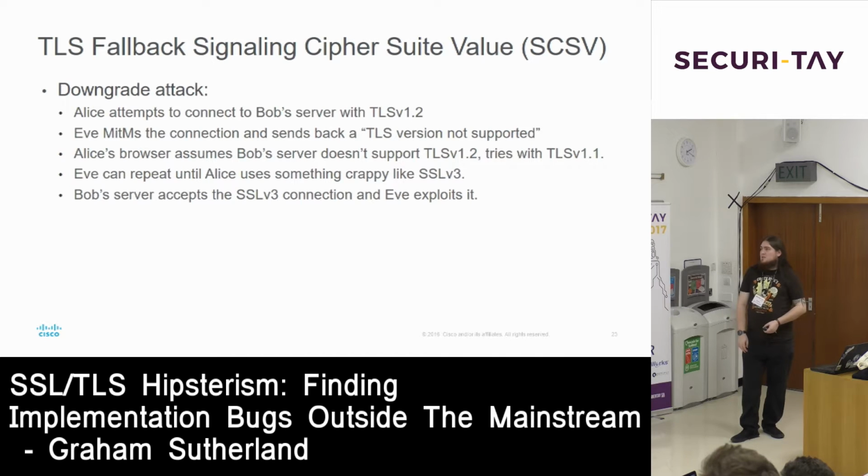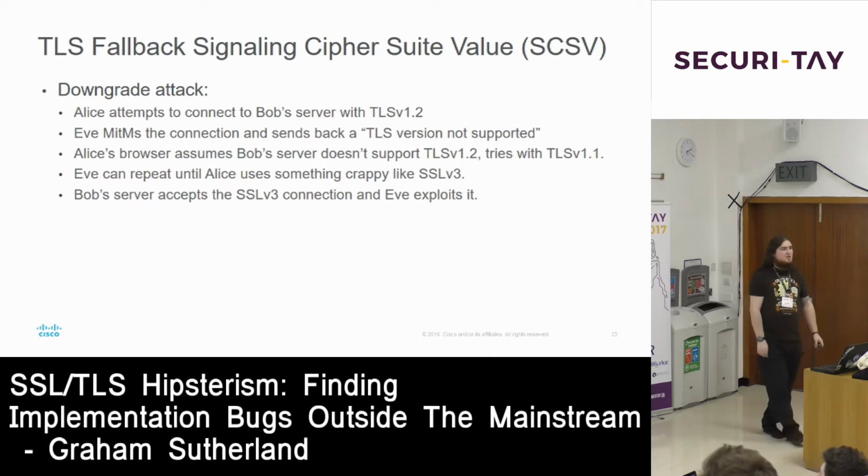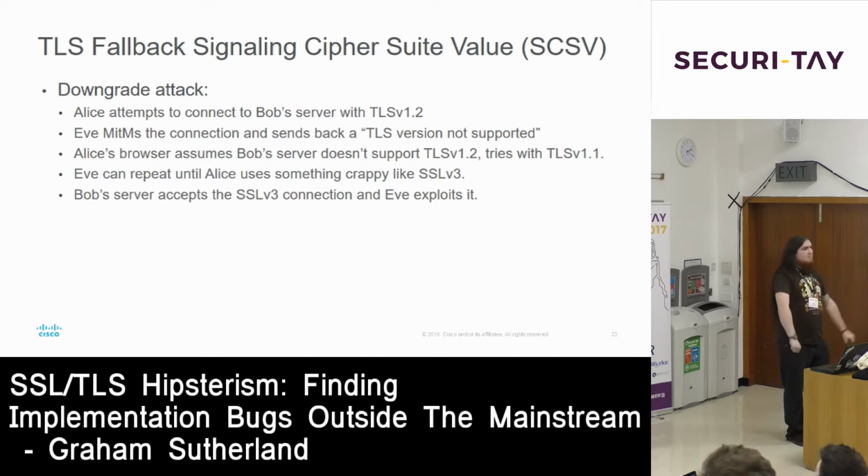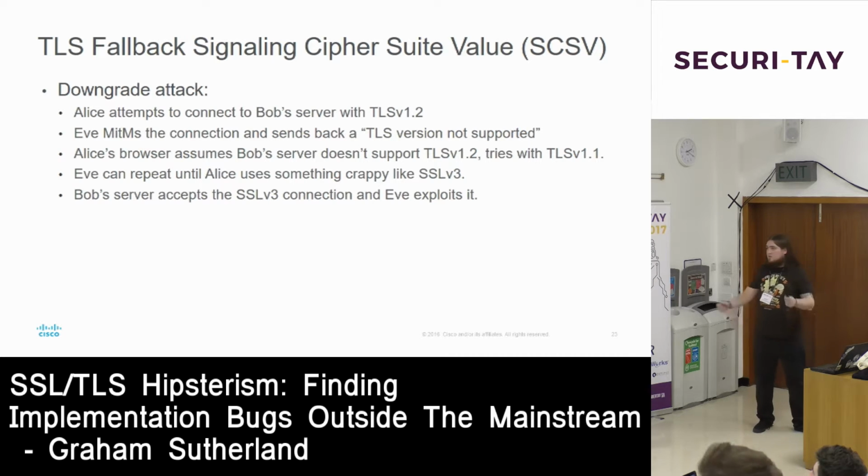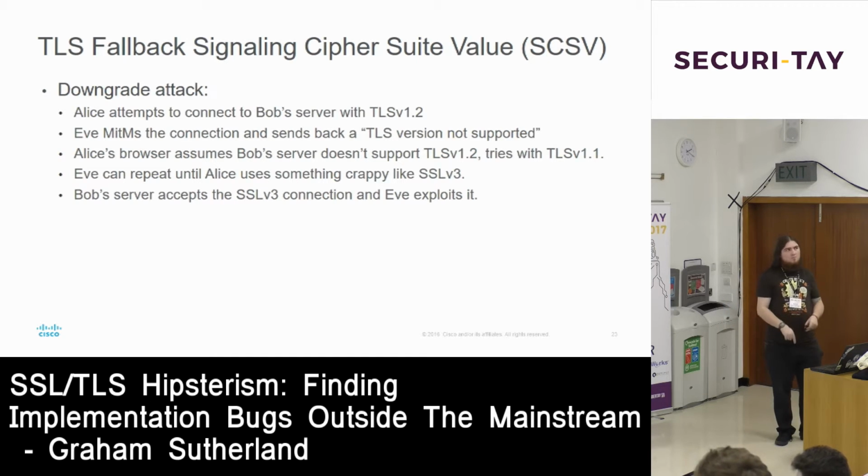So Alice attempts to connect to Bob's server with TLS v1.2. Alice is like, yes, I've got an up-to-date client, and I can talk TLS 1.2. But Eve, the man in the middle, comes in and goes, actually, Bob's server doesn't support that.